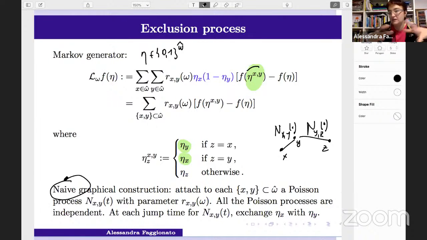This is naive because there is a fundamental problem: we have infinitely many points, infinitely many edges, infinitely many Poisson processes. When we want to apply this algorithm, we start at time 0, but there is no first positive time where some Poisson process has jumped. The jump times of the Poisson processes form a dense set, because we want to control all these Poisson processes.